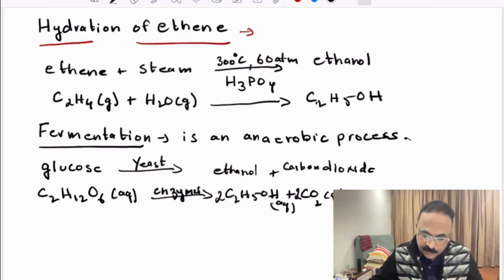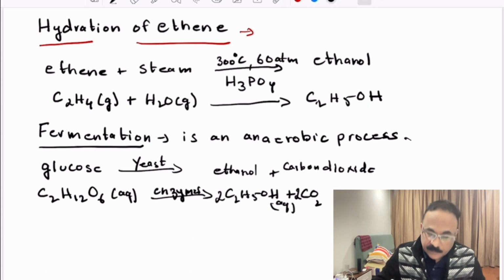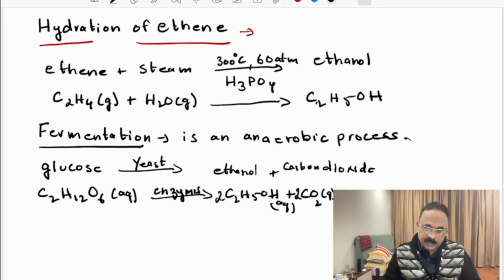So if we can't see that, we'll just write down the aqueous. This is not aqueous but gas, carbon dioxide gas, so we can write it there. So there we are. The first method is by hydration of ethene, and the second method is by the fermentation process.